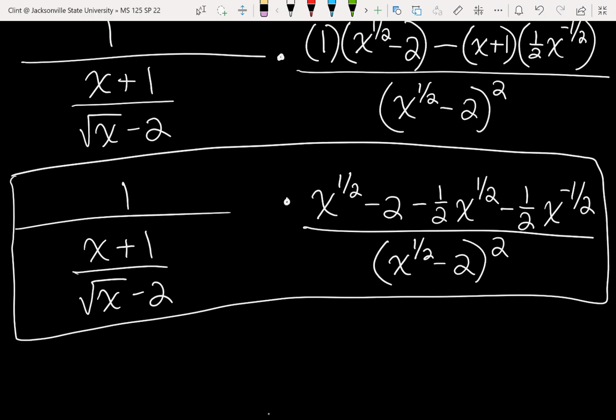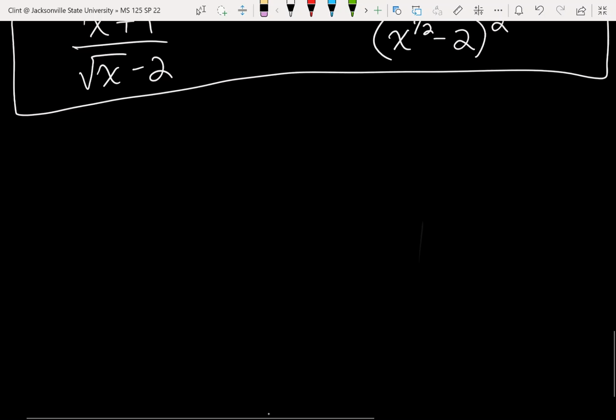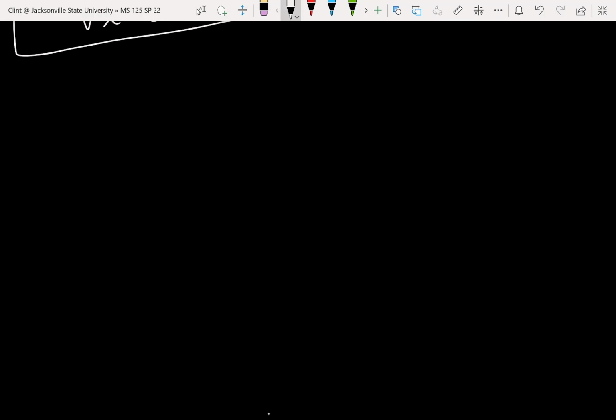So that's one way. We dealt with quotient rule, and it's really messy. Let's write it down again and do it using our properties of logarithms.